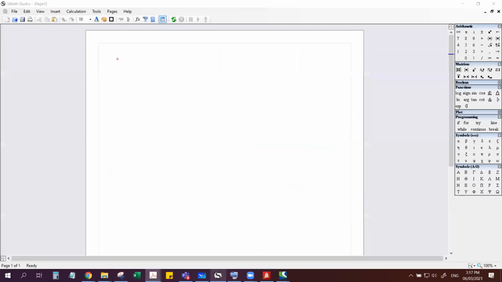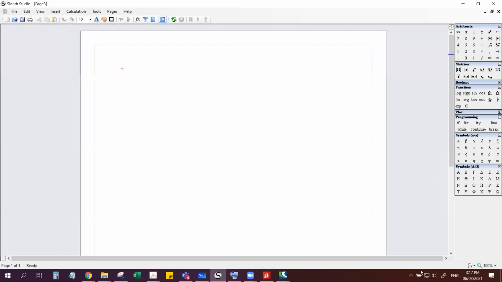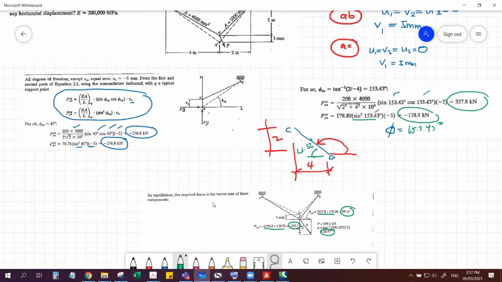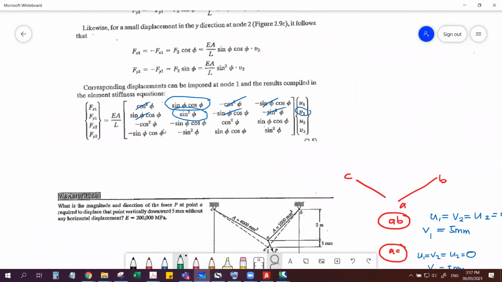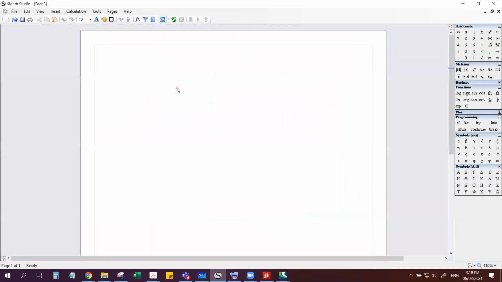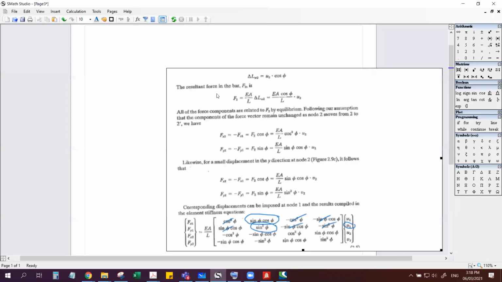Okay, by the way, I forgot to introduce SMAT, no? You can also use SMAT. Where is my... I'll paste in the stiffness matrix here. Let's copy this. Copy and then paste.